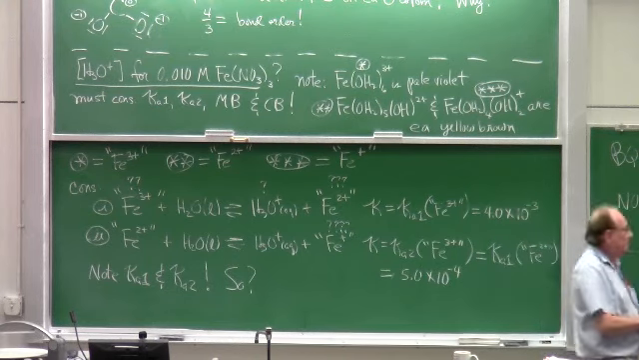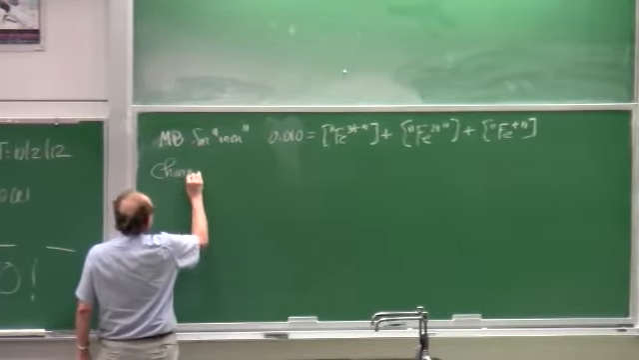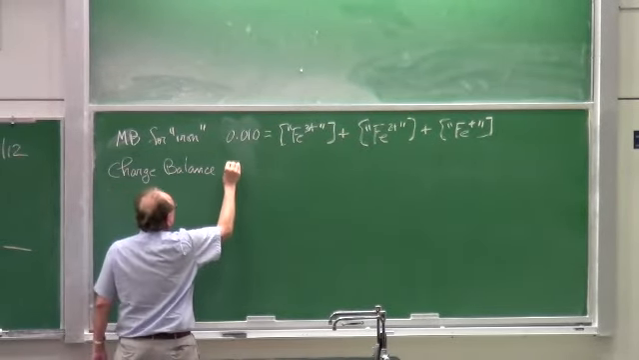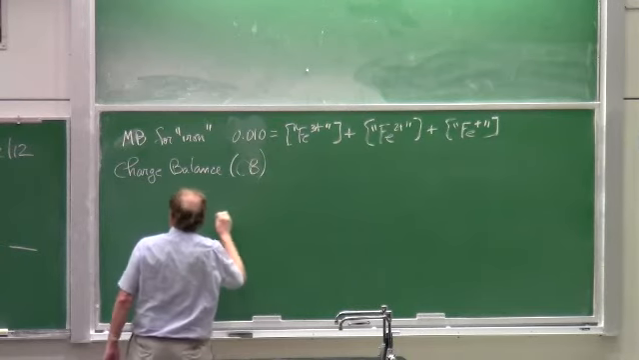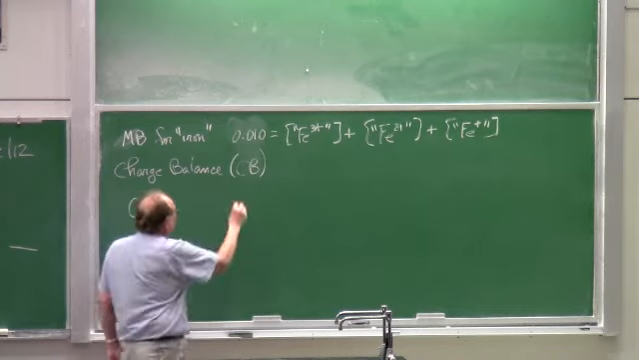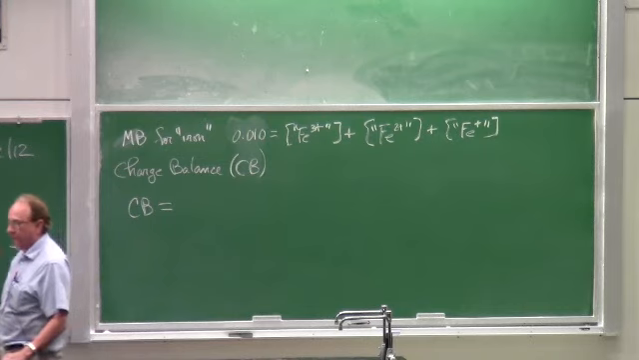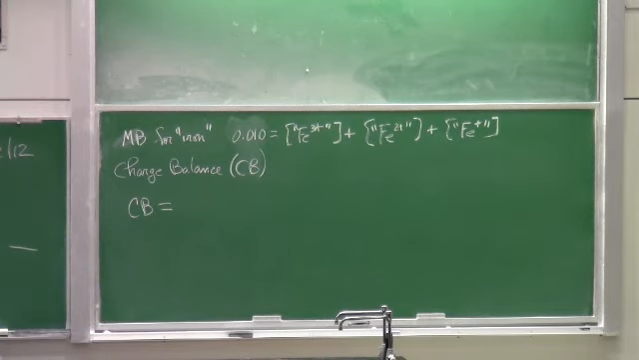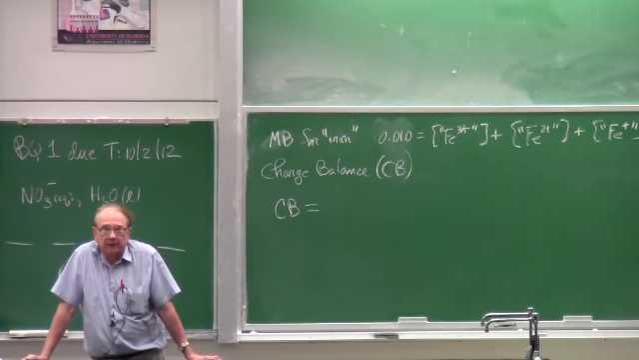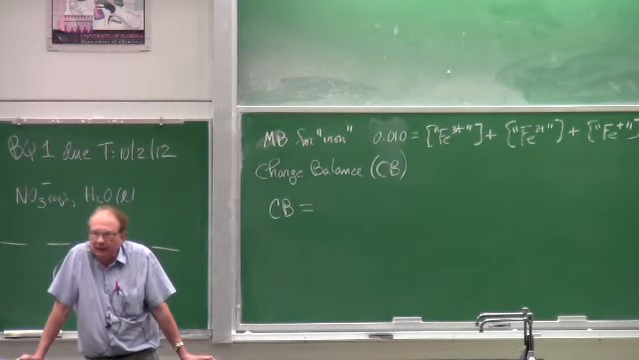It's called CB, for charge balance. So I'm now going to write the charge balance equation for this system. It's in the notes, but chances are, if you've looked at it, you're probably puzzled by its origin. How the hell did he write that?